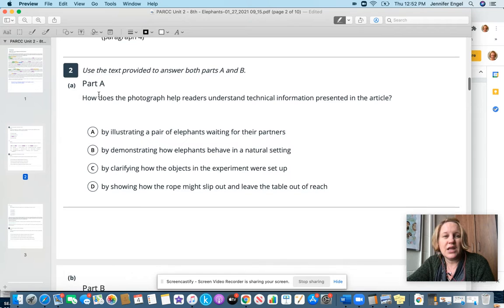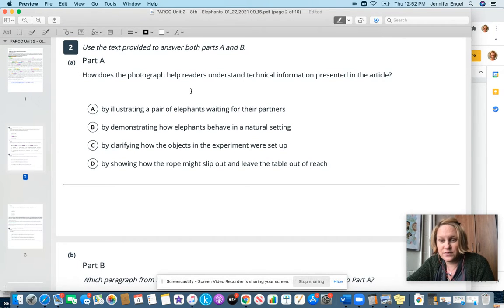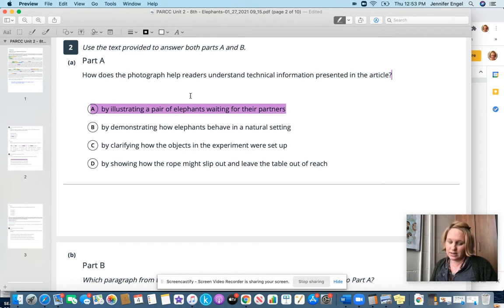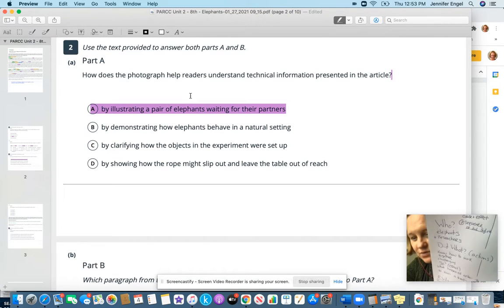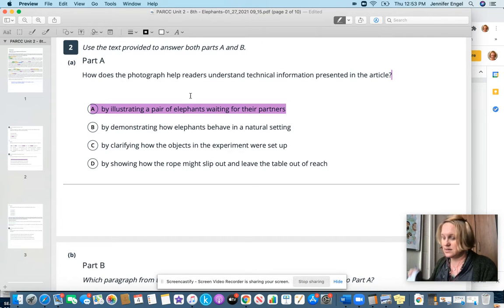How does the photograph, there is no photograph here, help readers understand technical information presented in this article? Well, we want to think about it. There might be one there, but maybe it'll show how the elephants are waiting for their partners, because it was talking about elephants working together. Let's see if I got that right or not, especially when there was no photograph. So 2A, I'm saying A.